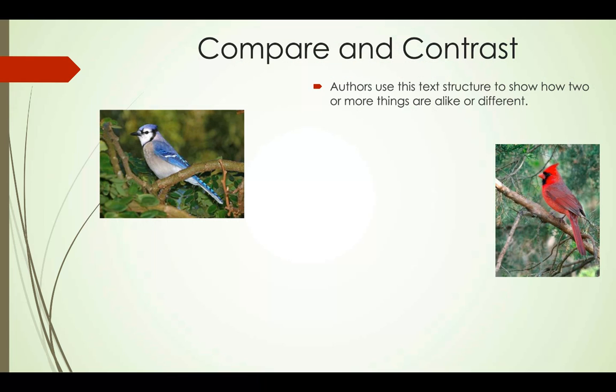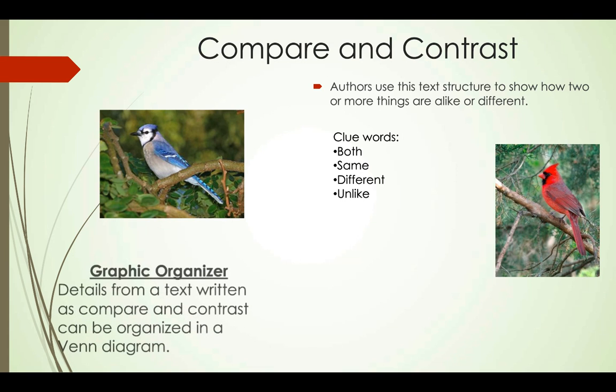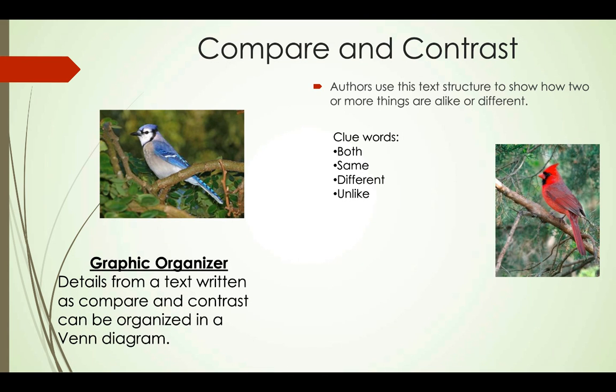The next text structure we're going to look at is compare and contrast. So, authors use this text structure to show how two or more things are alike and different. And here I am using these birds. As you can see, one is a blue jay and one is a cardinal. So, some clue words when you are using the compare and contrast text structure could be both, same, different, or unlike.